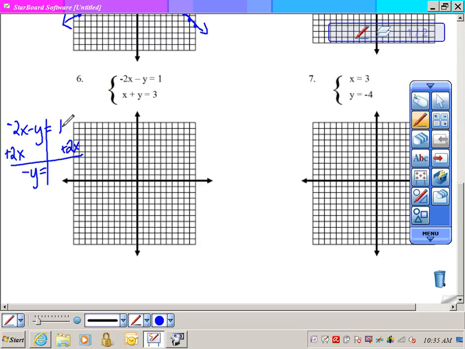Can I combine something that doesn't have an x? 1 plus 2x, or let's do 2x plus 1. I like the x first. Am I done? No. What do I need to do? Subtract 1? Where's a 1 that I need to subtract? I need to what? Very good. Divide by negative 1. That y needs to be positive. So I have y equals negative 2x minus 1.